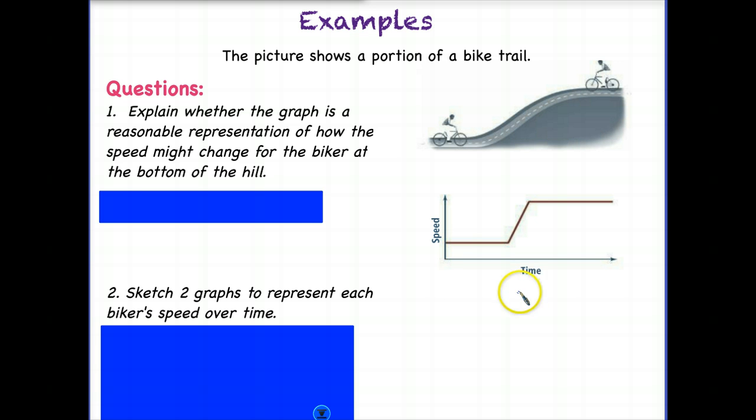So our questions here, number 1, we want to explain whether this graph here is a reasonable representation of how the speed might change for the biker at the bottom of the hill. So we've got this biker down here. Does this graph represent the speed that he would travel from here to the top of the hill? So pause this video for a second and think about this graph and think about if it's reasonable.